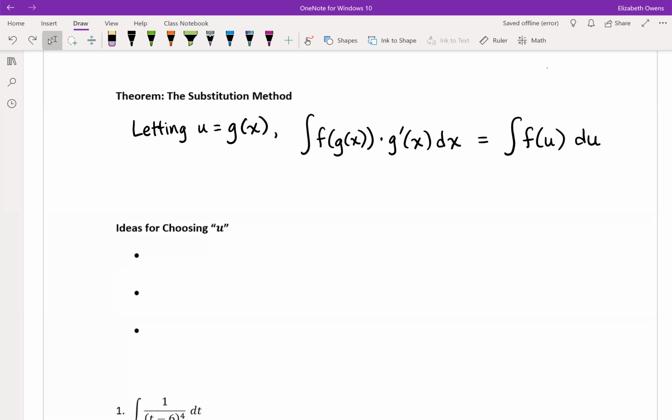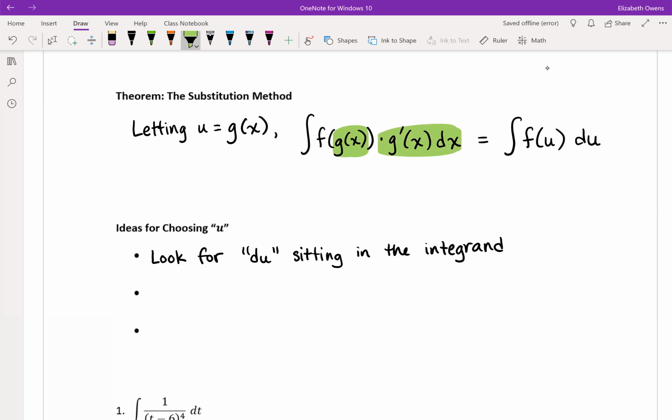The first one is basically what we did in our first example. We're going to look for the derivative of something, look for du sitting in the integrand. Because if you see a little function and its derivative sitting in your integrand, that means you're identifying this little piece right here, and its derivative is sitting in the integrand. That's going to be a good choice for your u substitution.